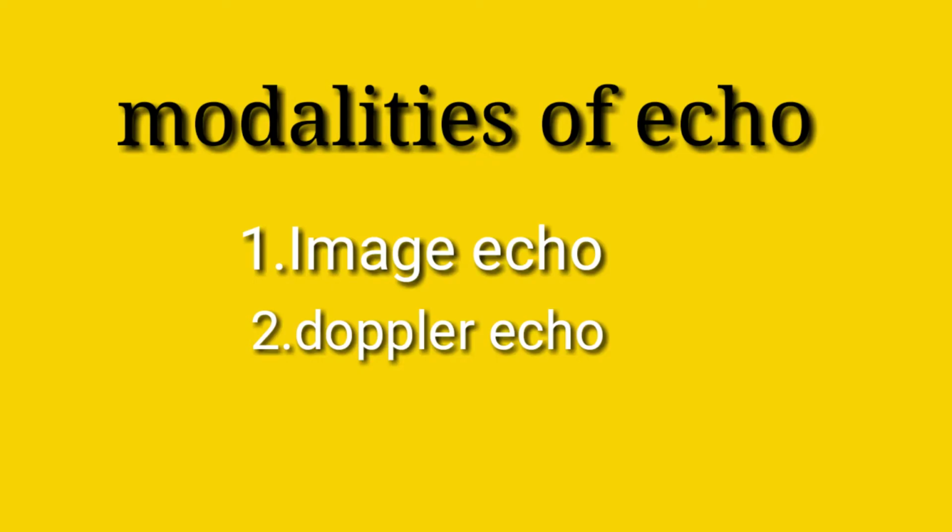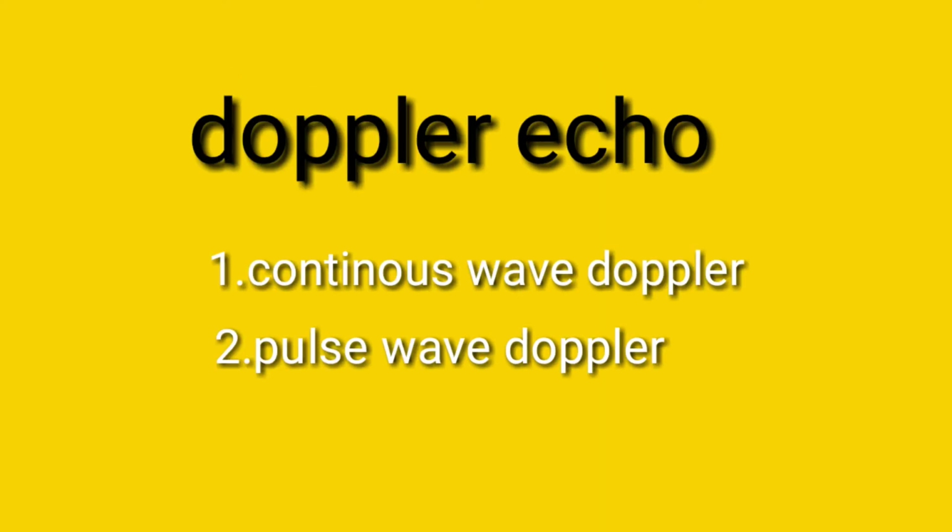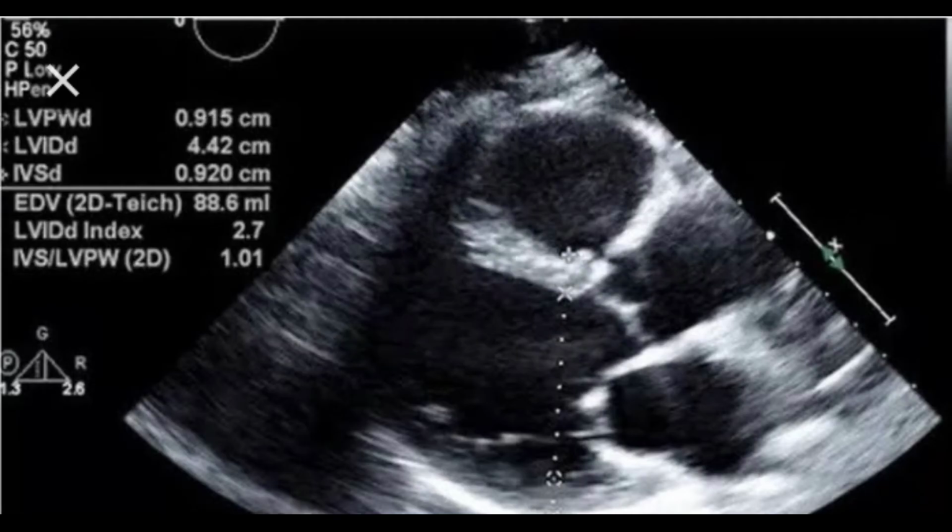In this section we are going to study about modalities of echo, that is image echo and Doppler echo. The image echo is further divided into 2D echo and M-mode echo, and the Doppler echo is divided into continuous wave Doppler and pulse wave Doppler. In this section we are going to study about 2D echo.